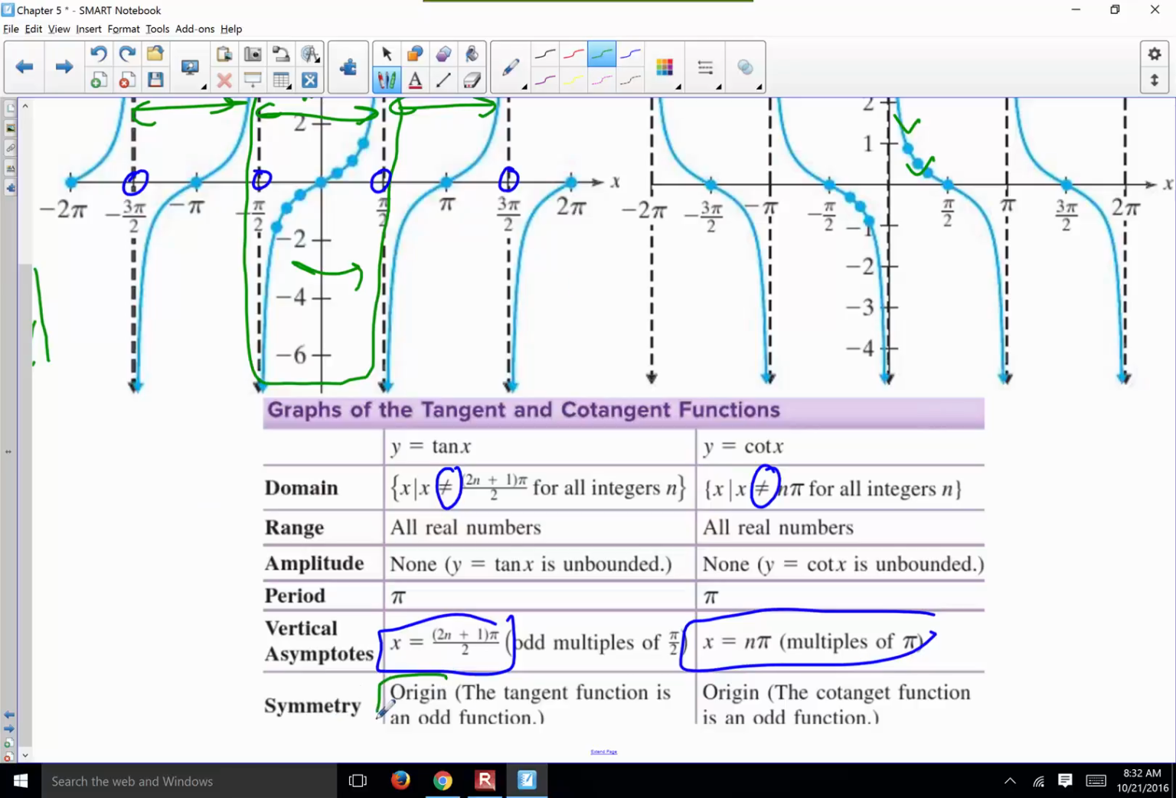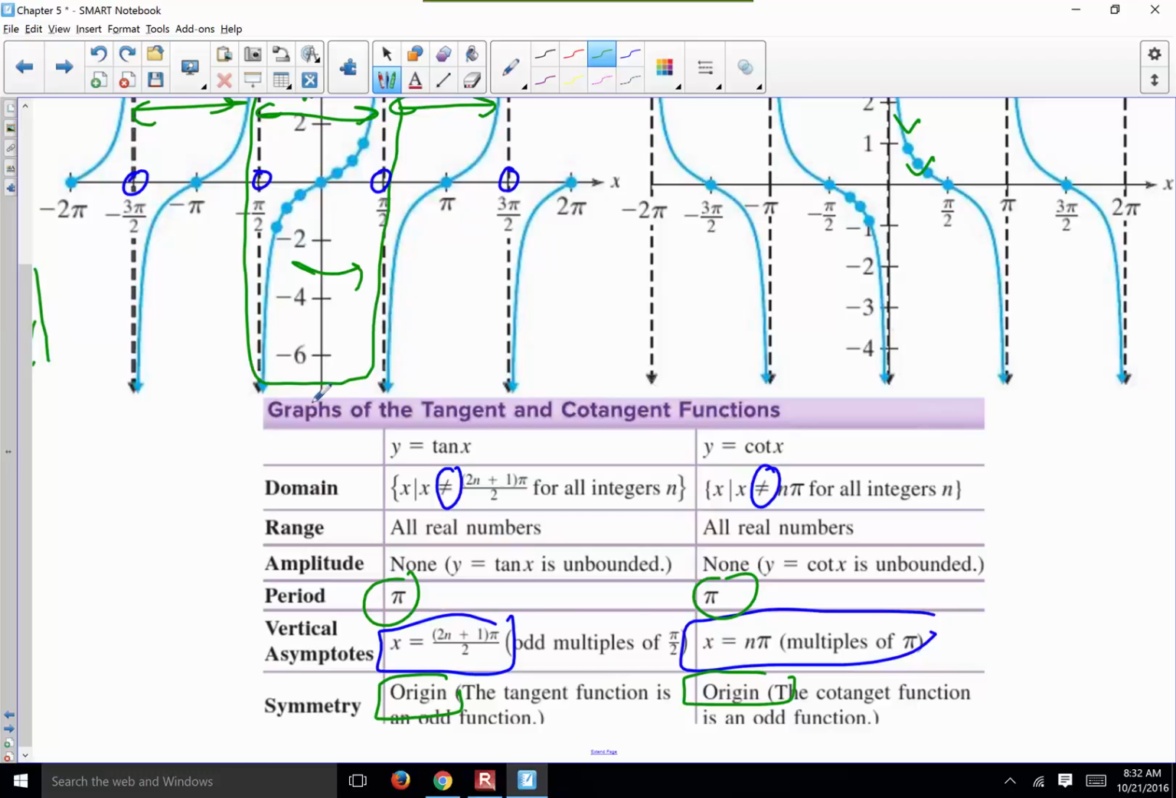Tangent has symmetry at origin. Cotangent also has symmetry at origin. Both are symmetric with respect to origin. We call them odd functions. So when you have a negative number inside a cotangent or tangent, you can pull it out in front. Okay? The period is shorter for both. And that's pretty much it.